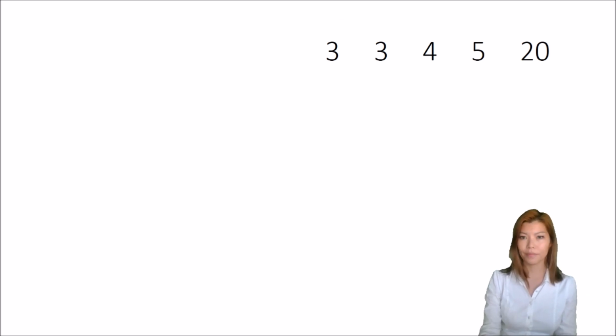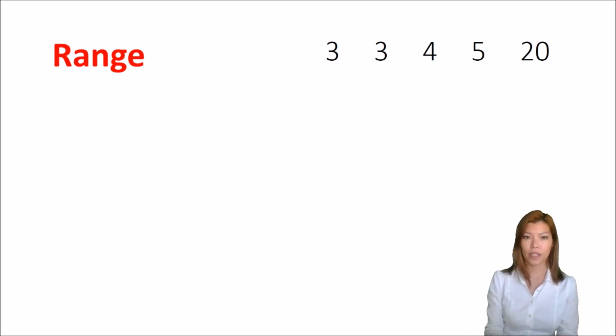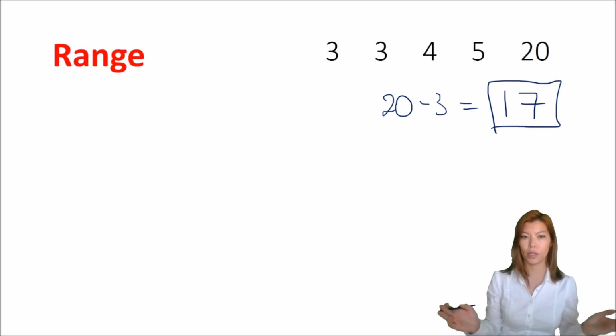And the last word is range. Range is how much it spreads. So if we look at these numbers, between 3 and 20, we have 20 minus 3, we have 17 values in between them.